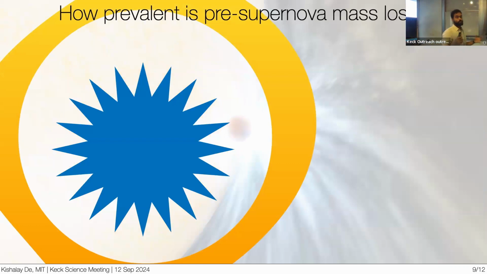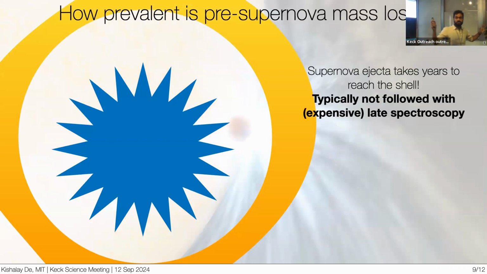Of course, the optical spectroscopy only works if the material is really nearby. Imagine if you had a shell that was much further out like this. In this case, the supernova would take years to actually reach the shell, at a time when you're not even following it up with spectroscopy, because rarely do observers keep track of individual supernovae out to years or decades after the explosion.